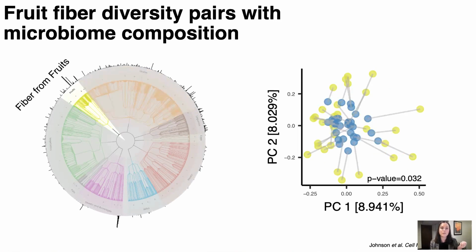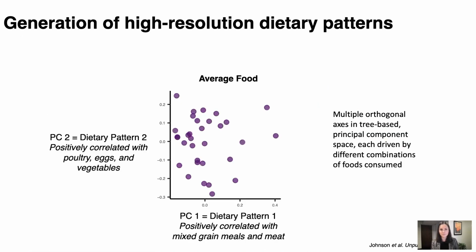And the same thing for fruit fiber. We also found that it paired with microbiome composition. Another thing that we were able to do is to use this ordination to generate multiple orthogonal axes in a tree-based space that we can consider to be representative of dietary patterns. And these are data-driven dietary patterns. Here we found a couple of dietary patterns.